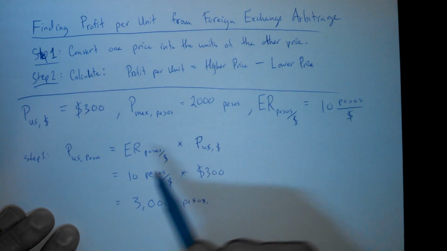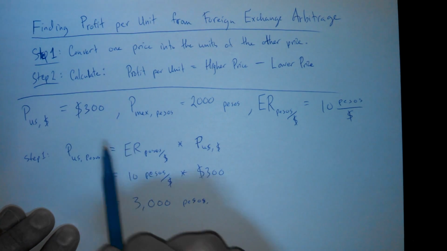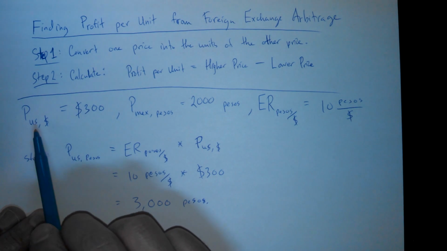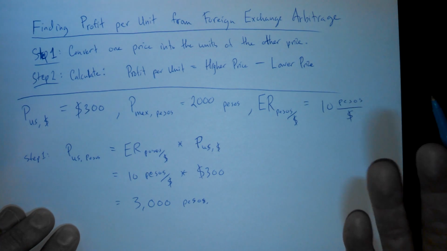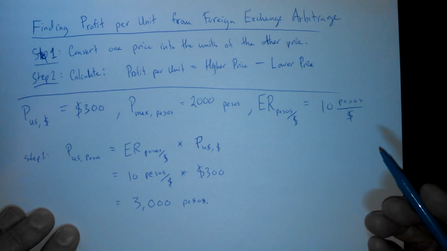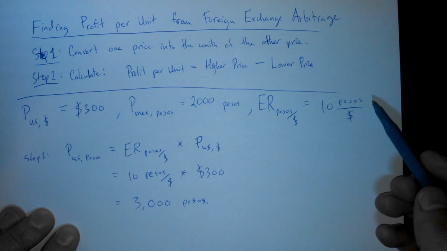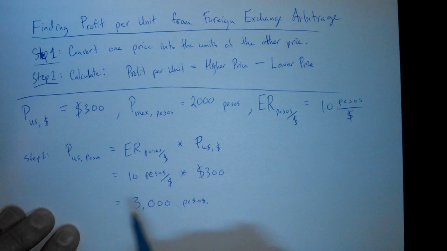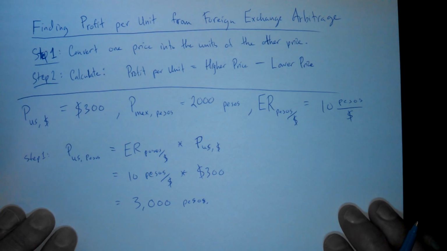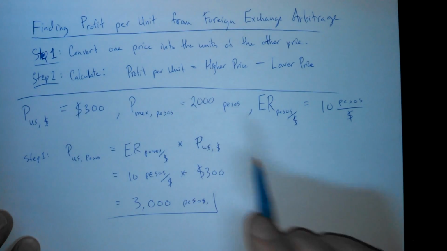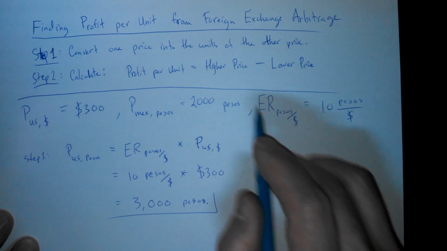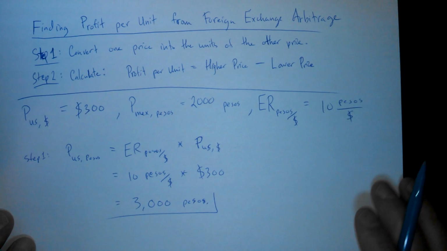We converted the price in the United States from dollars to pesos by using the exchange rate. And we see that it costs 3,000 pesos, which makes sense since every dollar is worth 10 pesos. So something that costs $300 must cost 3,000 pesos. Okay, so that's step one. Step two is to calculate the profit per unit. You just take the higher price and subtract off the lower price.